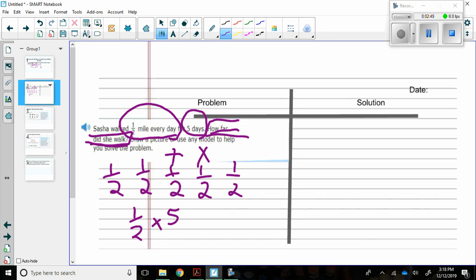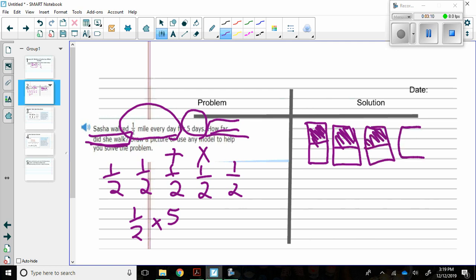So now a way that we could draw a model would be for us to understand that a whole is split in 2 equal parts. And if we had 1/2 of that shaded in, that represents a 1/2. I'm going to draw 5 of those to represent 5 days. So we see 5 days: Monday, Tuesday, Wednesday, Thursday, Friday, or maybe it was Tuesday, Wednesday, Thursday, Friday. I don't know, but it was 5 days.